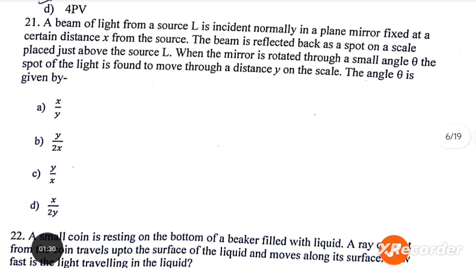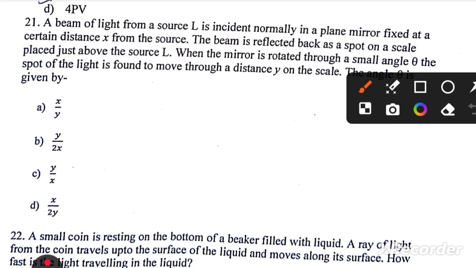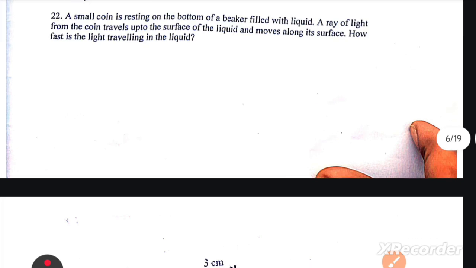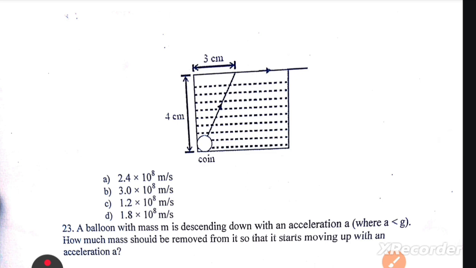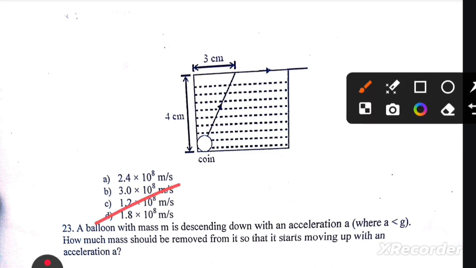Next question. A beam of light from source L is incident normally in the plane mirror fixed at a certain distance x from the source. The angle theta is given by y by 2x. A small coin is resting on the bottom of a beaker filled with liquid. A ray of light from the coin travels into the surface of the liquid and moves along its surface. How fast is the light traveling in the liquid? 1.8 10 to the power 8 meter per second.